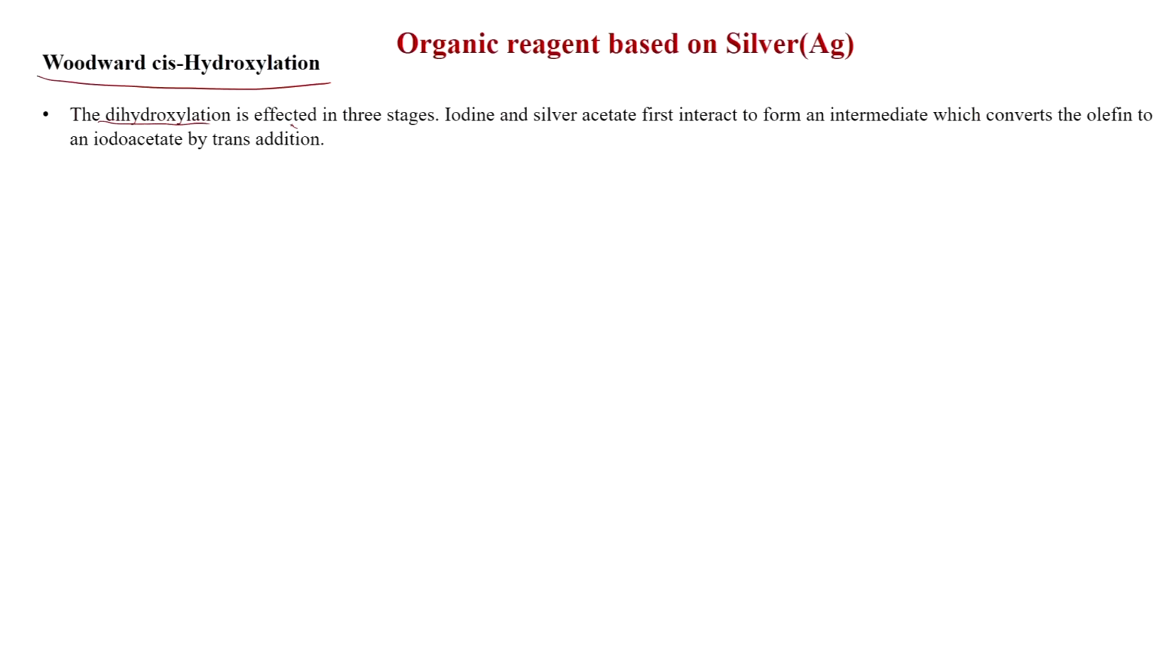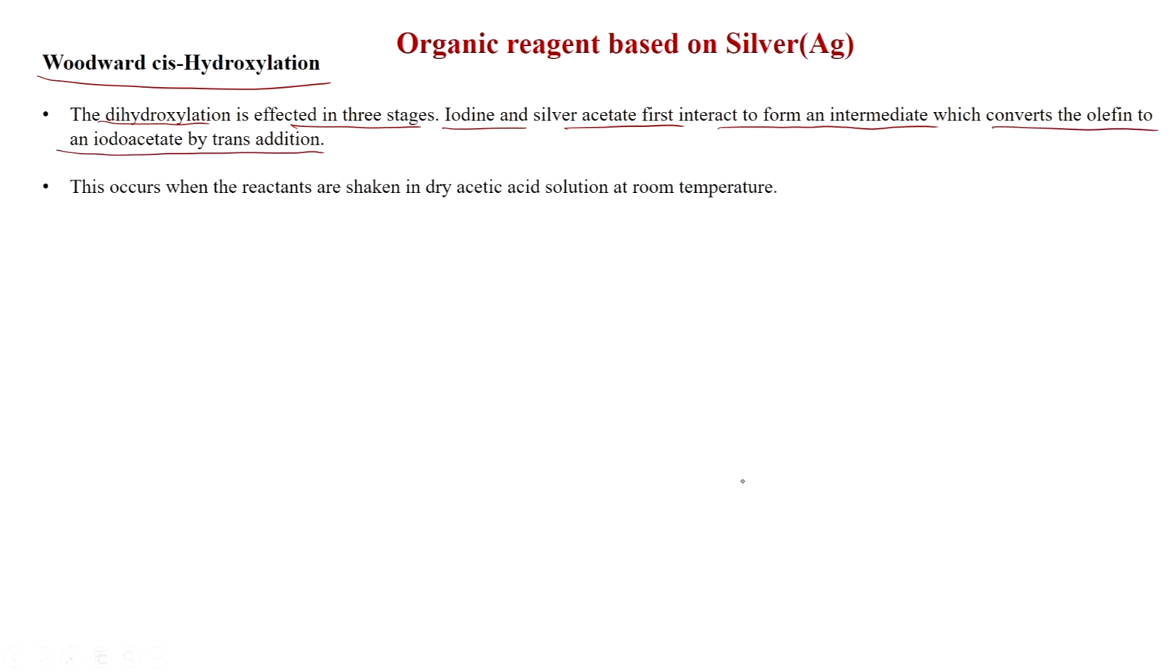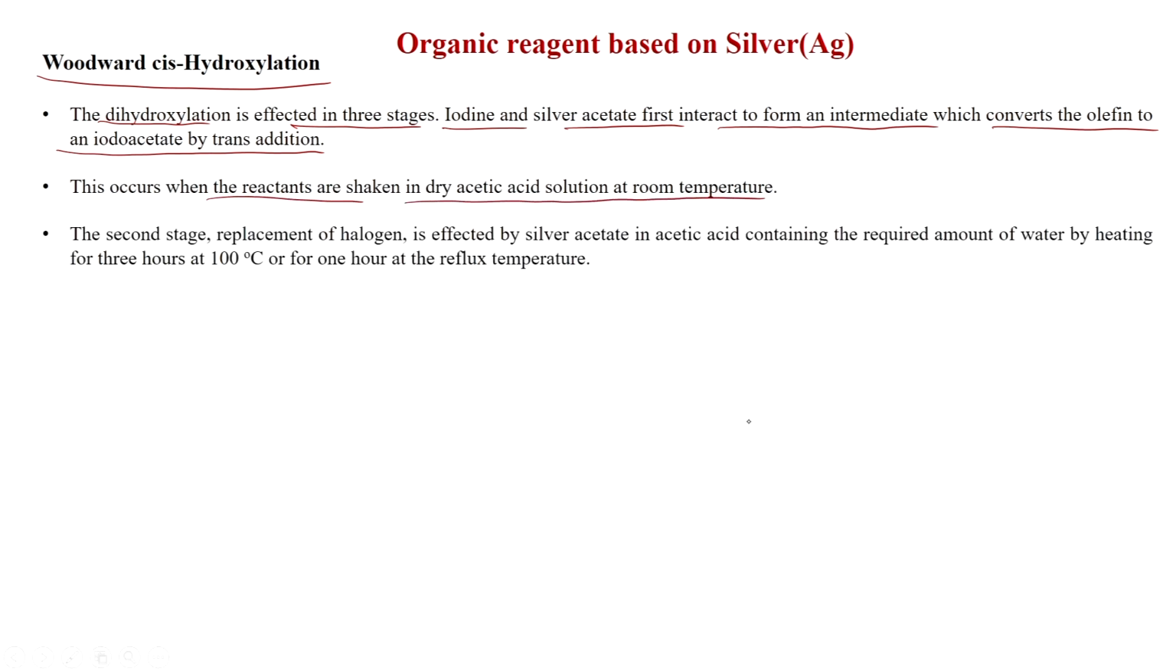So first we will see Woodward cis dihydroxylation. This is an important reaction developed by Nobel laureate Woodward. The dihydroxylation is effected in 3 stages. Iodine and silver acetate first interact to form an intermediate which converts the olefin to an iodoacetate by trans addition. This occurs when the reactants are shaken in dry acetic acid solution at room temperature. So first you have to shake with dry acetic acid, iodine and silver acetate.